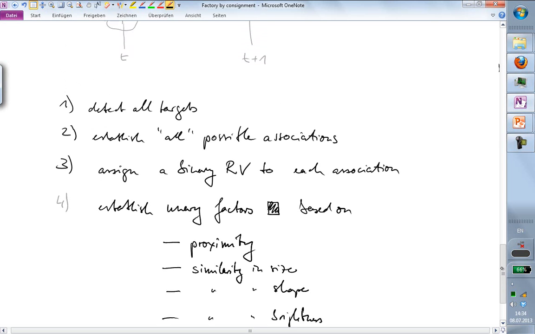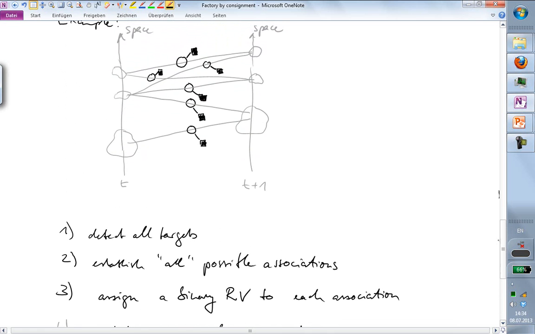And at this point, we have these random variables, we have the associated factors. So at this point, we could already formulate an energy function, or we could already, given this energy function, come to a decision. And this would be a decision which would be independent for each of the associations. So, for example, I could decide that I like this association here. I switch it on, and I could decide that I switch this one on also.